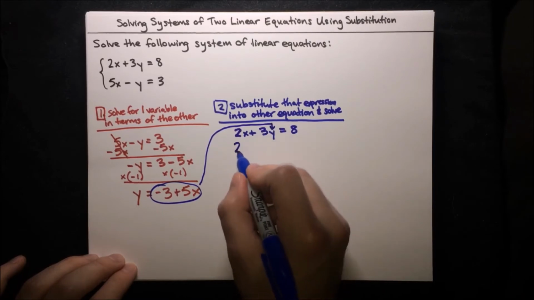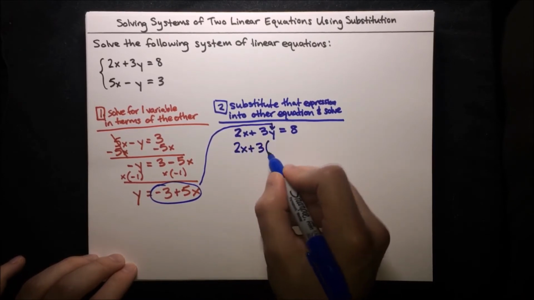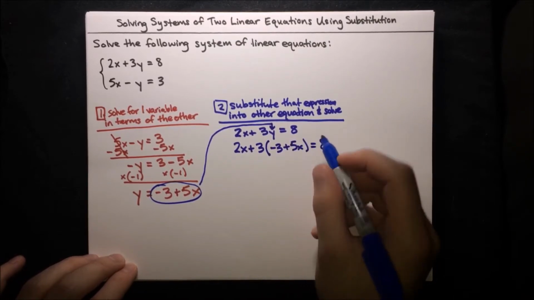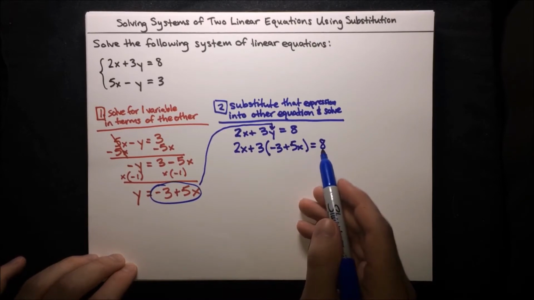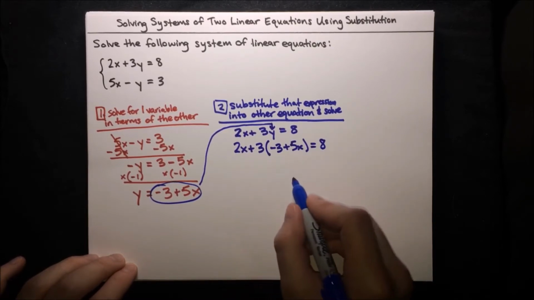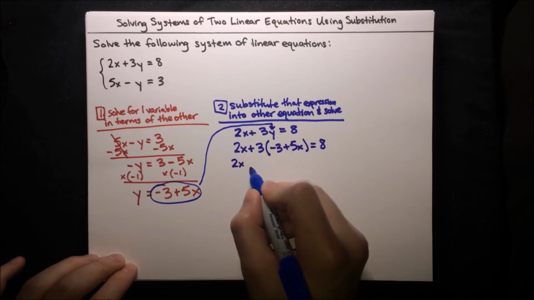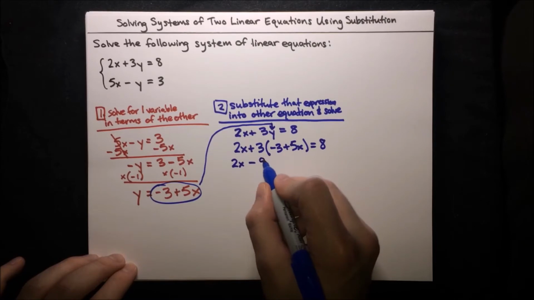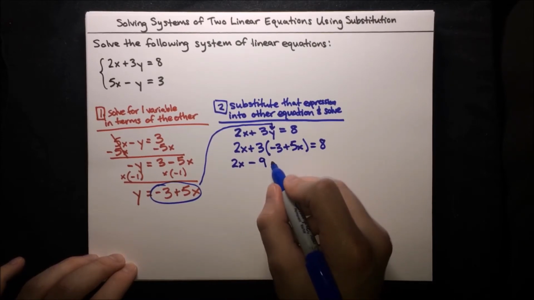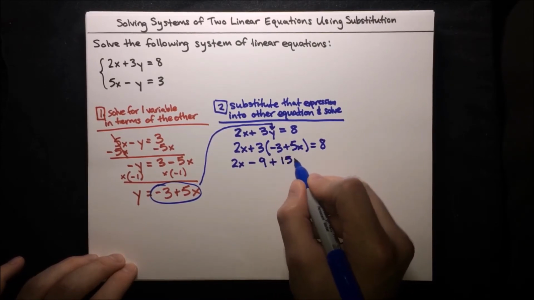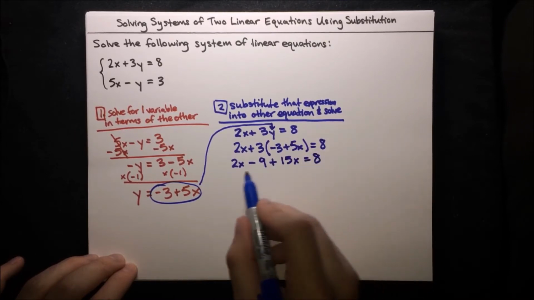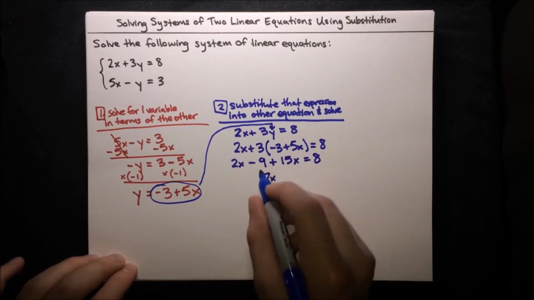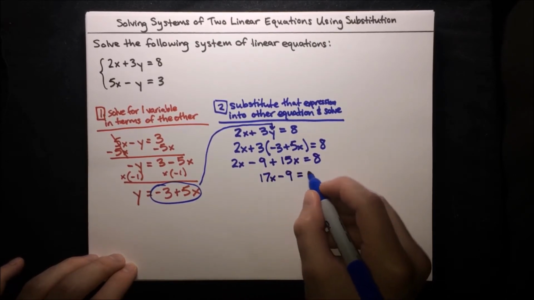So this will become 2x plus 3 times (-3 plus 5x) equals 8. And there we go. There's a single variable equation which we can now solve. So let's go ahead and solve it for x. This becomes 2x, and then distribute the 3 to both of these terms. So 3 times -3 makes -9, and then 3 times 5x makes 15x, so plus 15x equals 8. And then combine like terms, so 2x plus 15x makes 17x. 17x minus 9 is equal to 8.